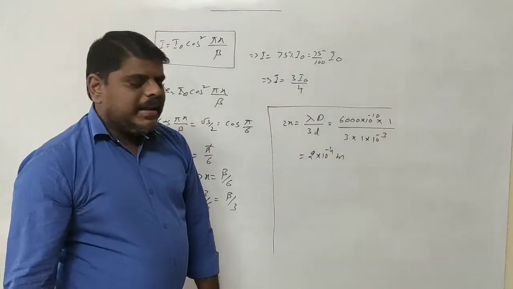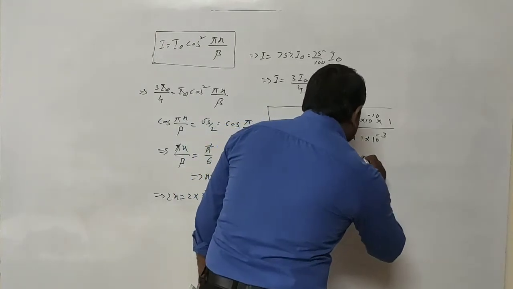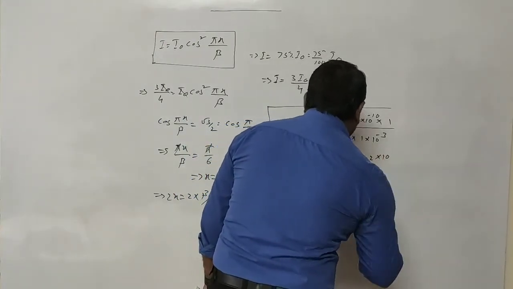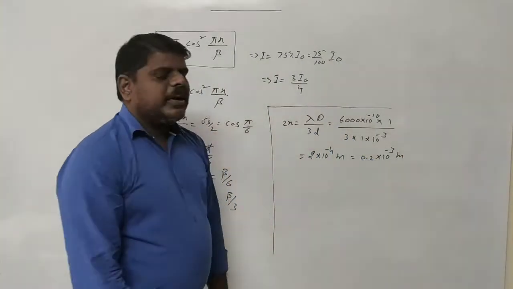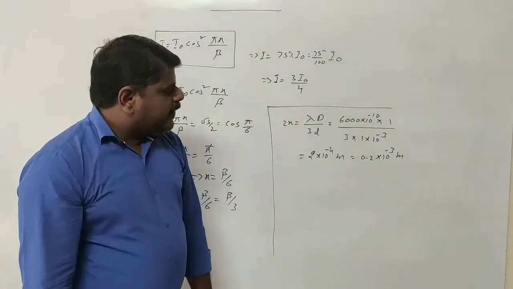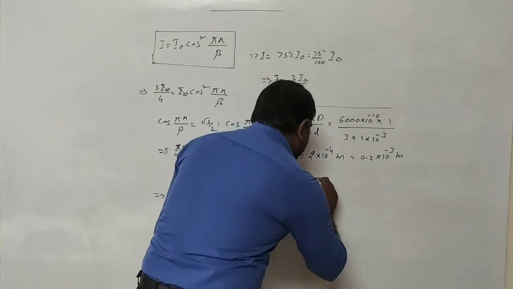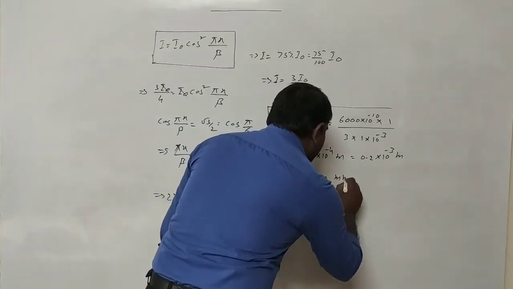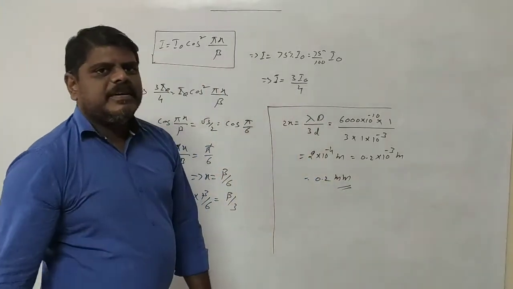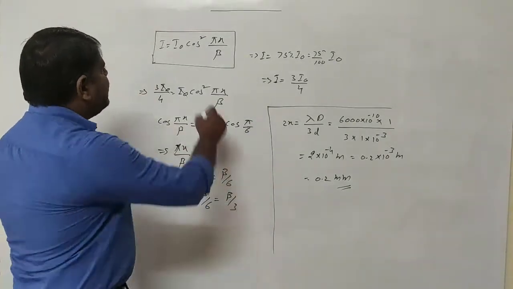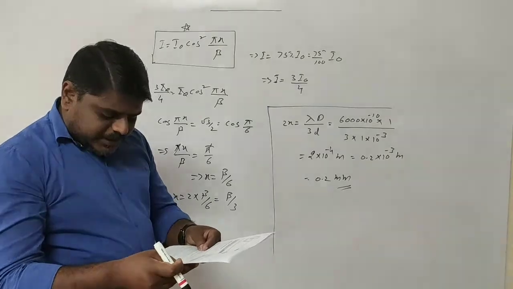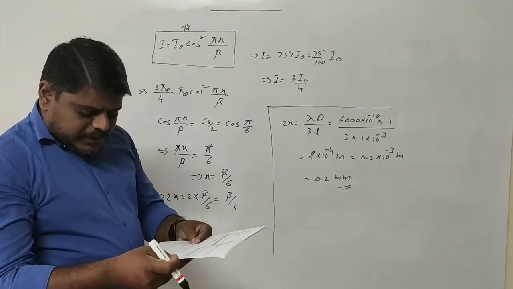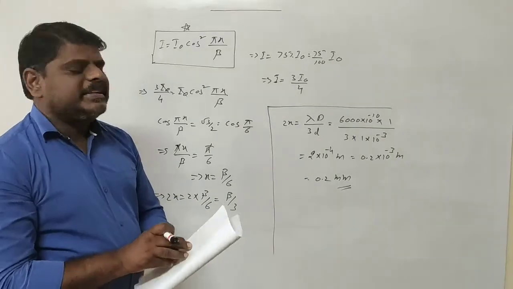If I write it in millimeters, it can be written as 0.2 into 10 to the power of minus 3 meters, or 0.2 millimeters. This is the answer itself. This is the method, and this formula is very important, you need to remember. According to the options, which option is correct? 0.2 millimeters. The fourth option is correct here.